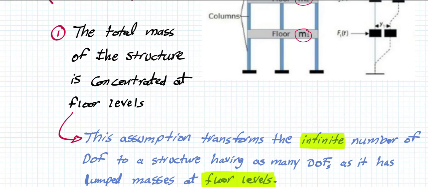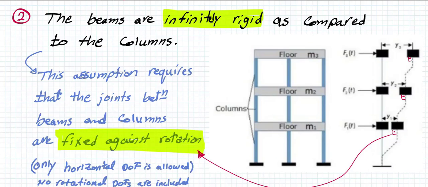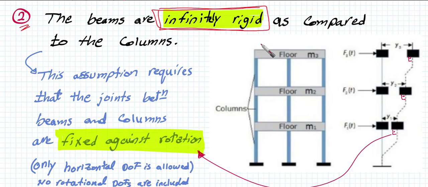Okay, now let's go to the next assumption. We have 3 assumptions actually for the shear building, and we are going to talk about them in a row. So assumption number 2 is related to the beams being infinitely rigid as compared to the columns. Again, there is a key word here, infinitely rigid. So we are considering that floor girders, as you can see, are infinitely rigid compared to the columns.